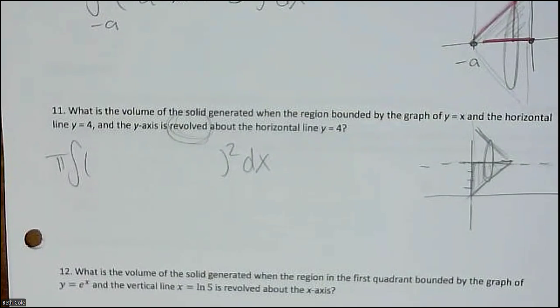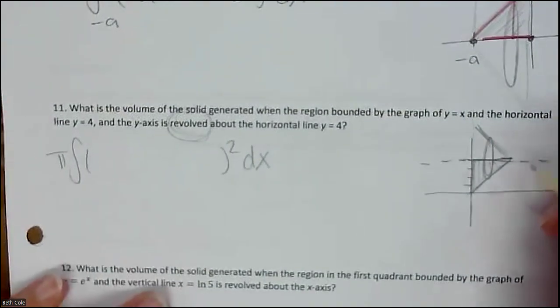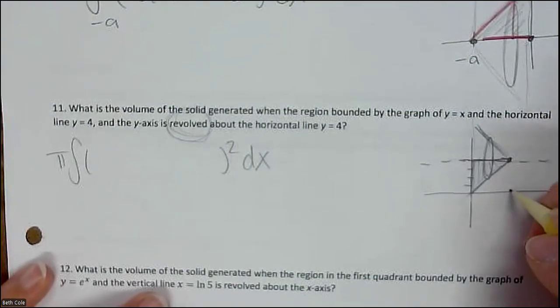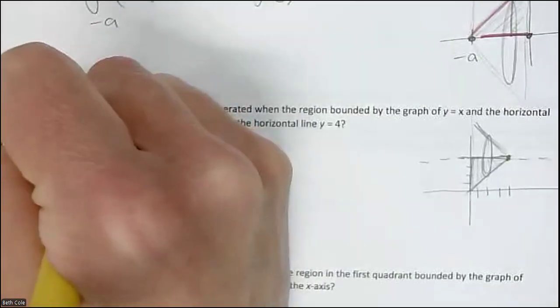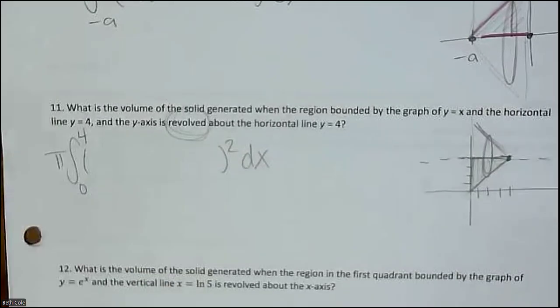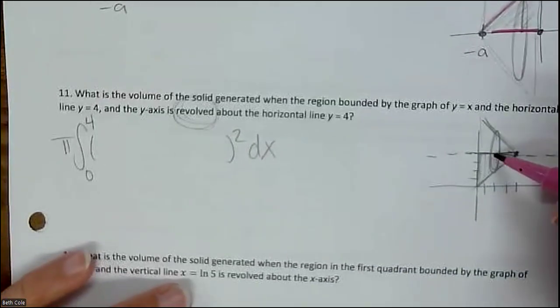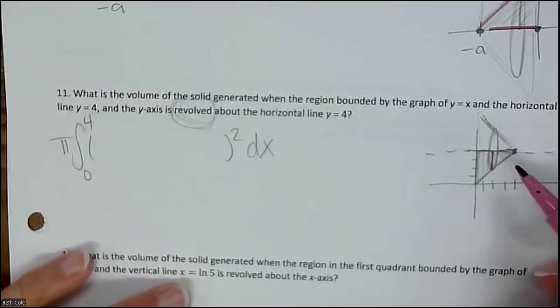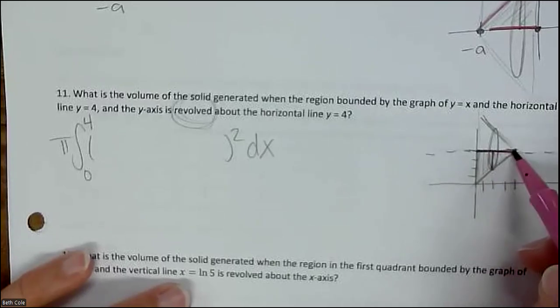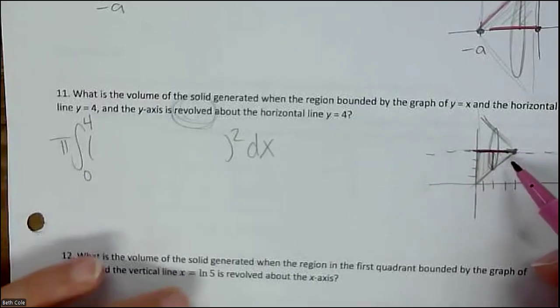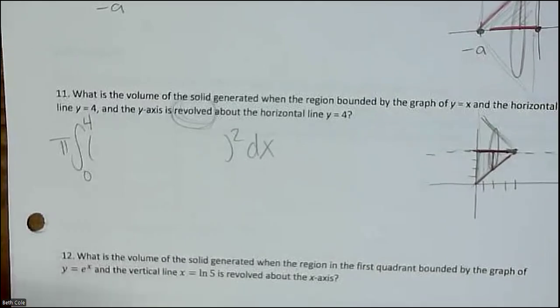And inside, oh, first the boundaries. Sorry, it'll be from where to where? 0 to 4. And then it's upper minus lower. Now you're not going around the axes, so neither of them is 0. Which is your upper graph? 4, good, minus x.